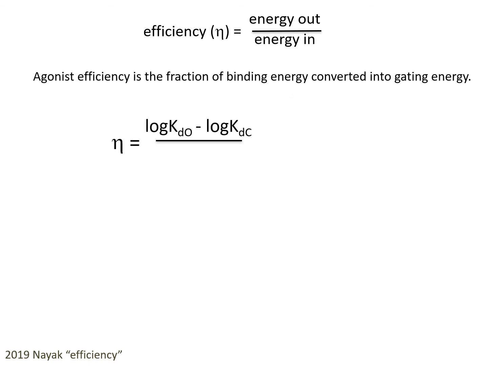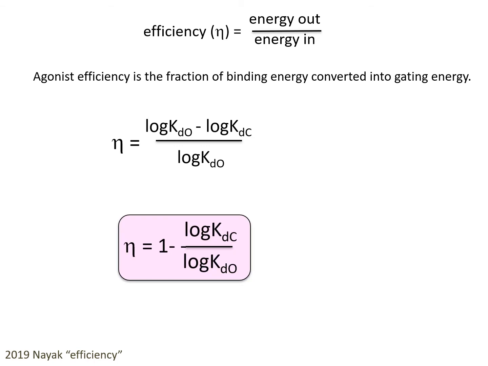And the binding energy is the maximum that you can get out of the ligand, which is related to KDO. It's actually 1 over KDO. So minus the log of 1 over KDO is just the log of KDO. So this is the efficiency of an agonist. It's only a function of the equilibrium dissociation constants, and it can be simplified into this form.